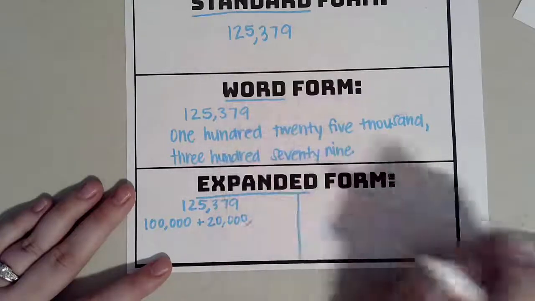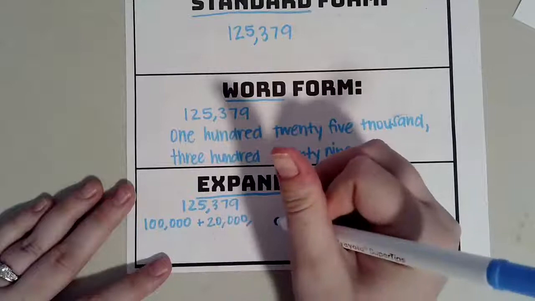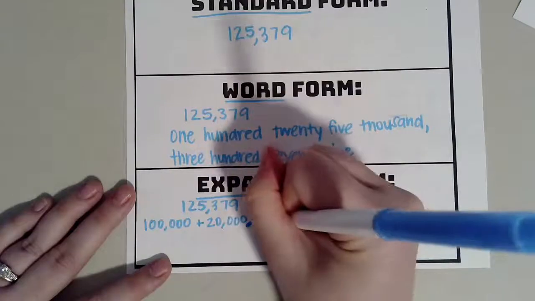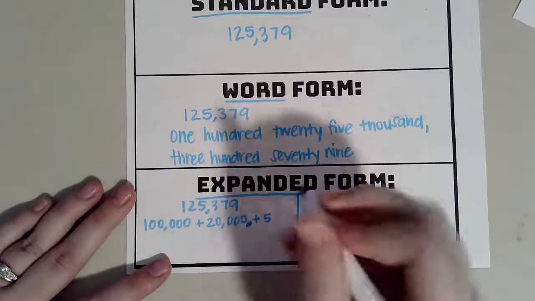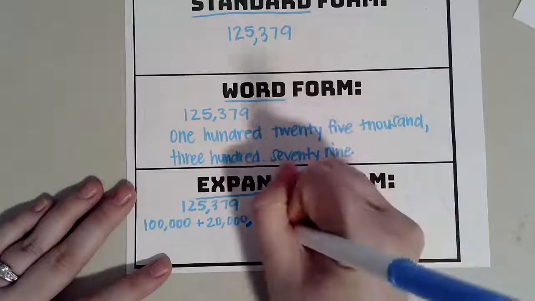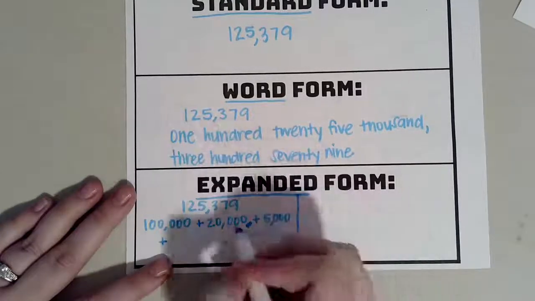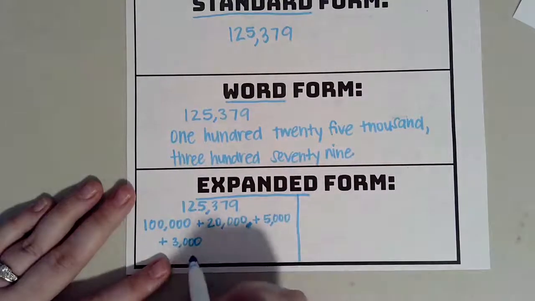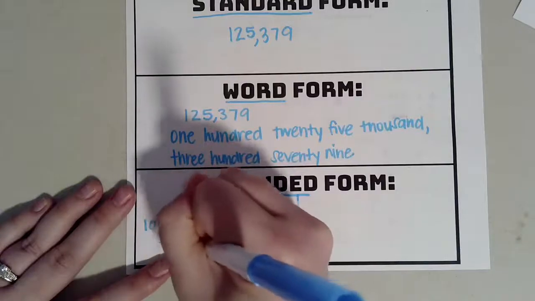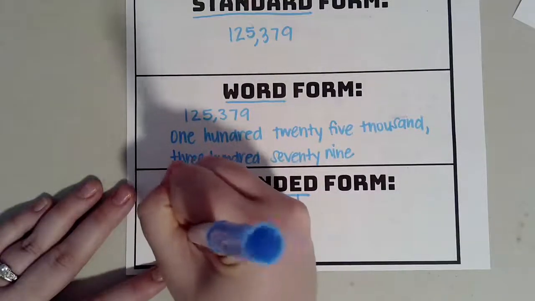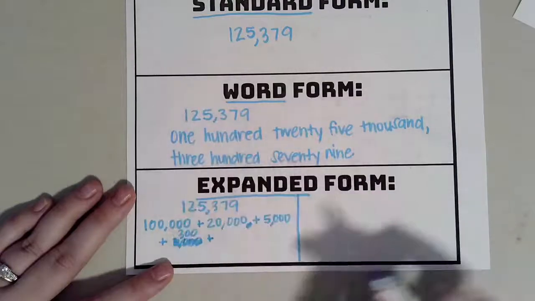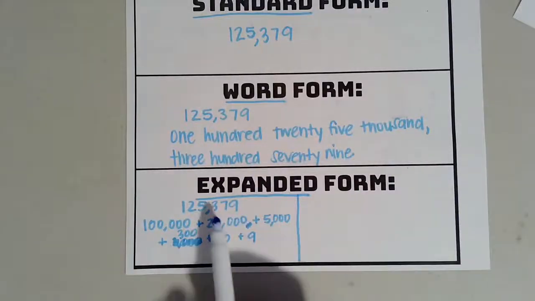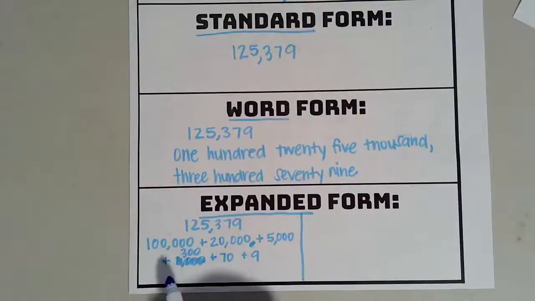20,000. My next one is a 5. Oh, I don't know why I put a comma here, but we do need a plus. Okay, now we need a 5. And how many more places? 1, 2, 3. Okay, I'm going to come down here, plus, what's next? 3. Oh no, that's a mistake too. I'm struggling. Okay, 300 plus 70 plus 9.